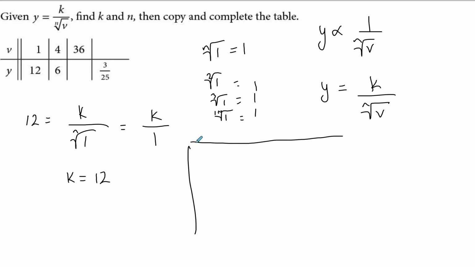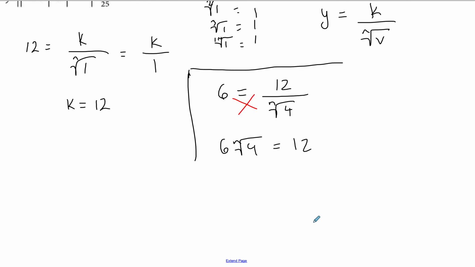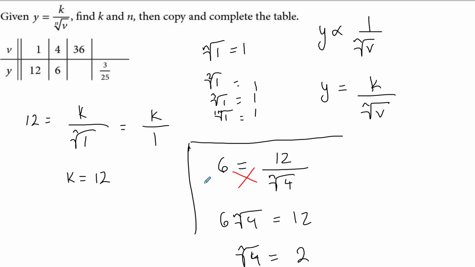So now that we have k, we can actually easily find n. So we have 6 equals 12 over the nth root of 4. We can cross multiply and get 6 times the nth root of 4 equals 12. And we divide by 6 on both sides, so we get 2. And it's very obvious that the only root of 4 that would give you a 2 is if n is equal to 2. So quite straightforward to do. So k is equal to 12, and n is equal to 2.